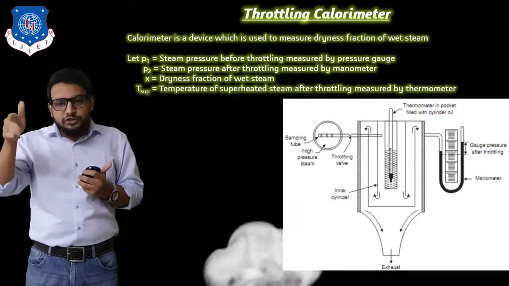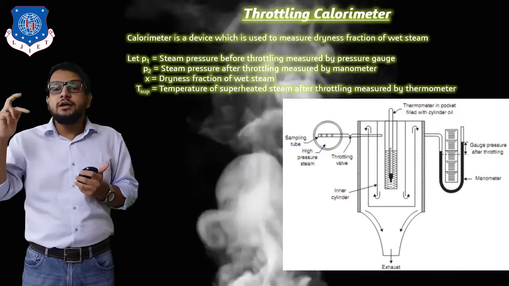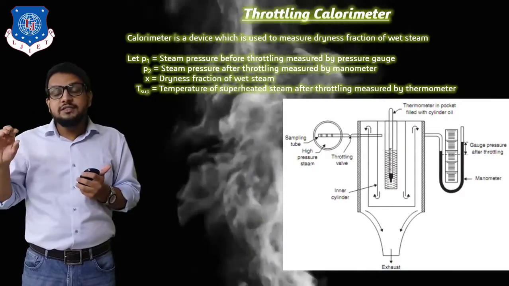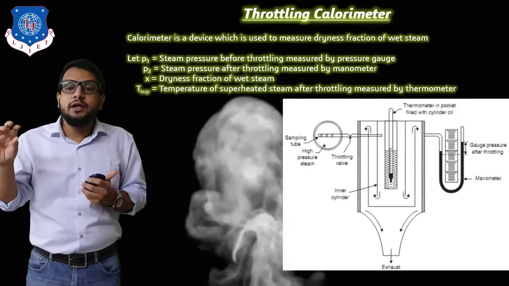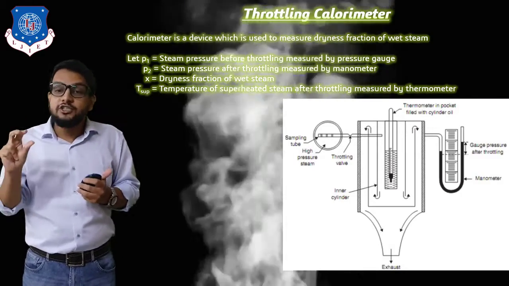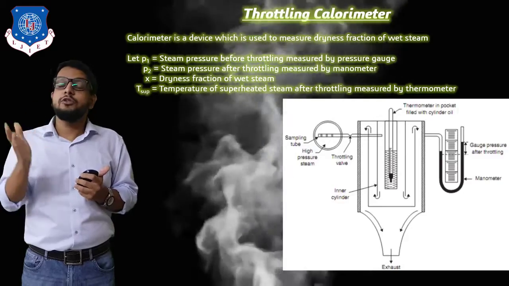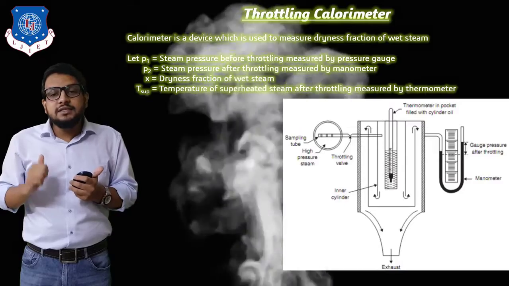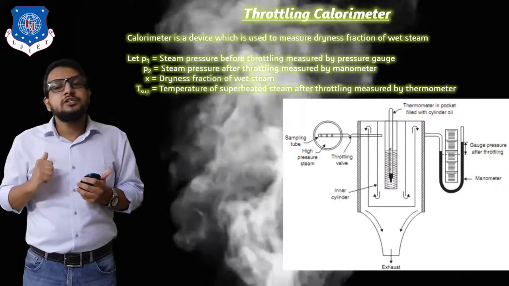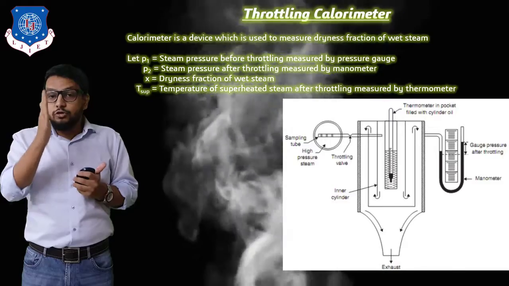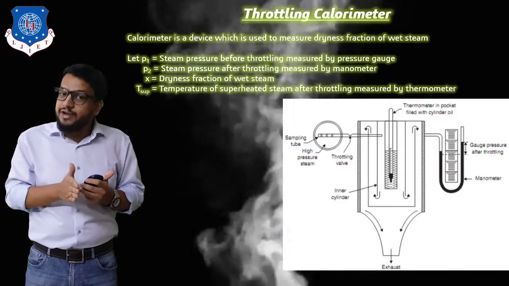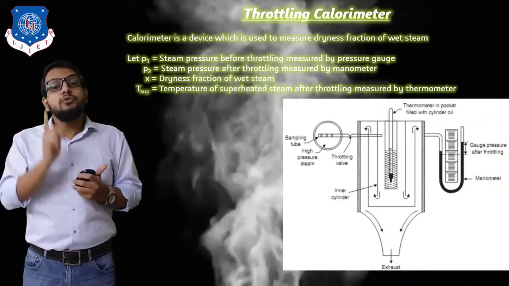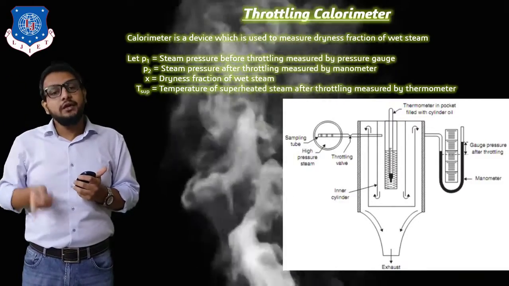It is going to push the mercury column, and you can see a difference in height is established in the U-tube manometer. That difference in height after throttling can be used to determine the pressure of the superheated steam after throttling, that is pressure P2. Okay, so as you can see, I have written that P1 is the steam pressure before throttling, which is measured by a pressure gauge. So before the throttle valve there will be a pressure gauge provided which will measure pressure P1, and after throttling the U-tube manometer will be used to measure pressure P2.